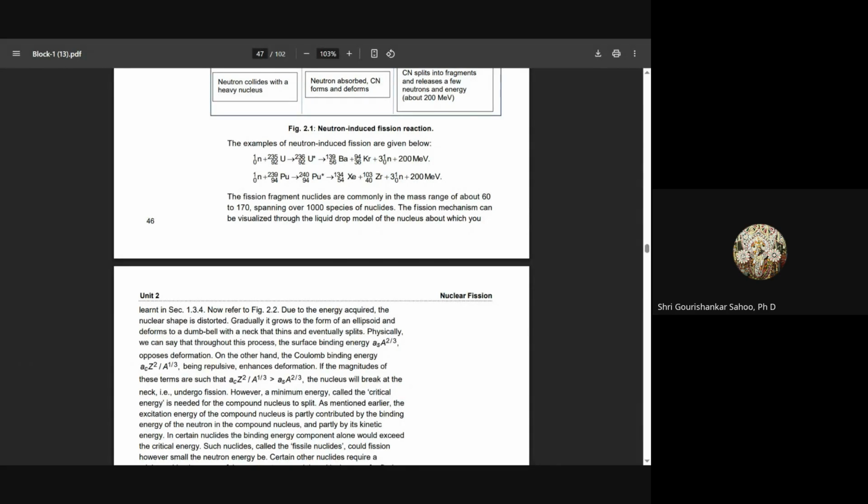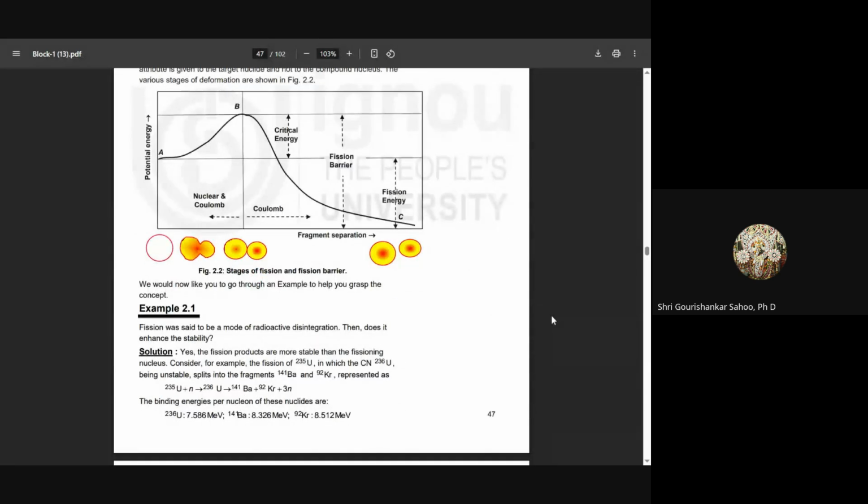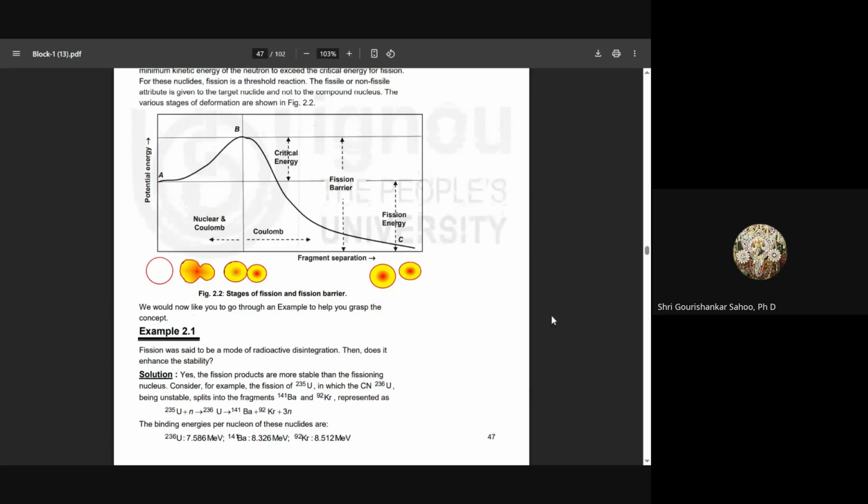Similarly, if you bombard plutonium with a neutron, then neutron plus plutonium-239 will give you the compound nucleus plutonium-240, and it will disintegrate into xenon, zirconium, and 3 neutrons and 200 mega electron volt energy. And this can be explained in the liquid drop model as shown in the figure. Fragment separation, potential energy. The curve is shown on the screen. Nuclear and Coulomb interaction, then Coulomb, then critical energy, fission barrier, and fission energy.